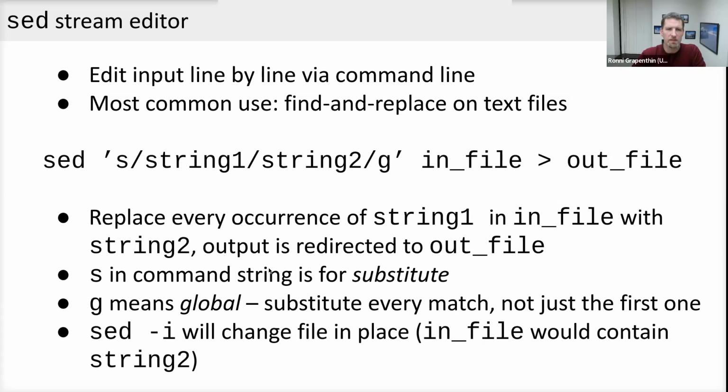So the S in this command string is for substitute. So S, substitute string 1 and string 2, do that globally. G means globally, substitute every match, not just the first one.